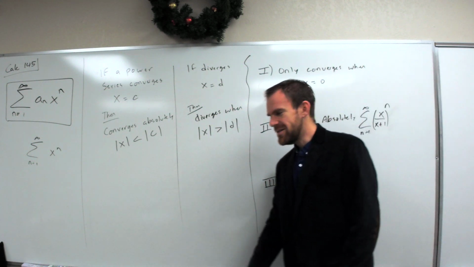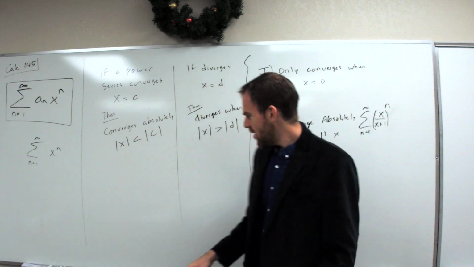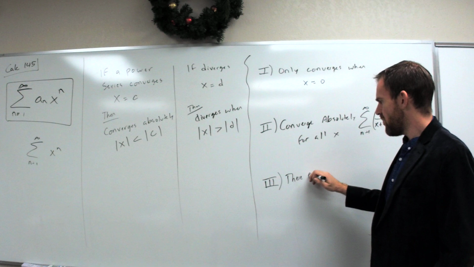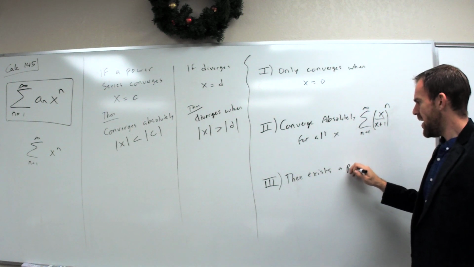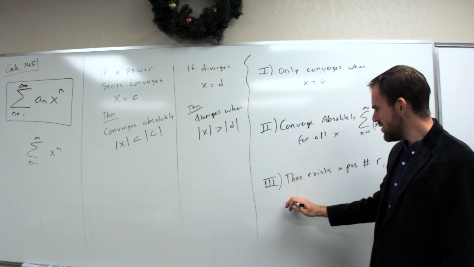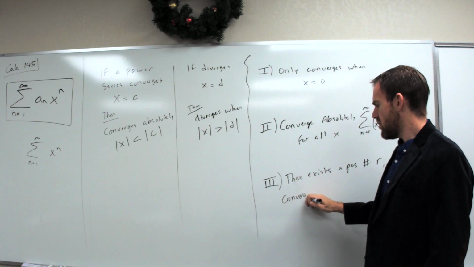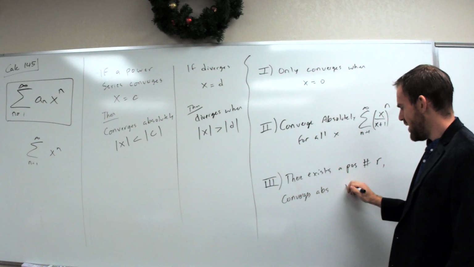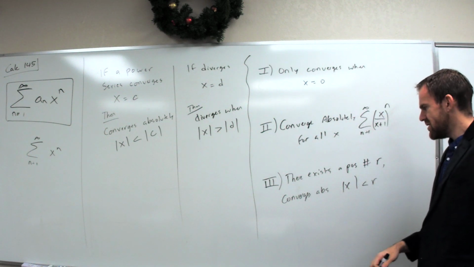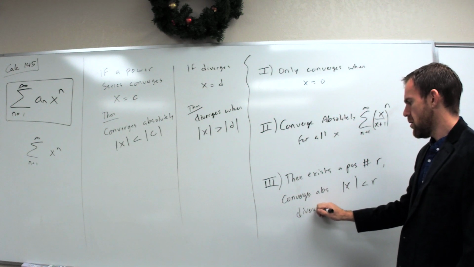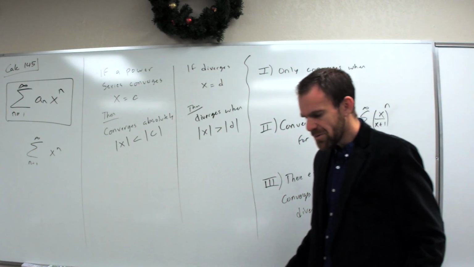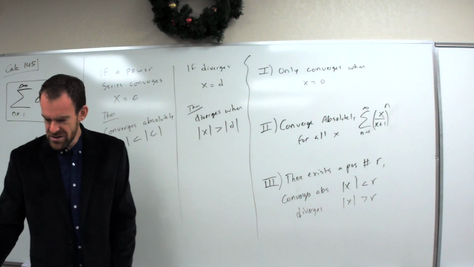Well, let's make everyone's life easier. We'll write out the whole thing. So there exists a positive number r such that the series converges absolutely when the absolute value of x is less than r, and diverges when the absolute value of x is greater than r. So those are the three cases we're looking for in our power series.